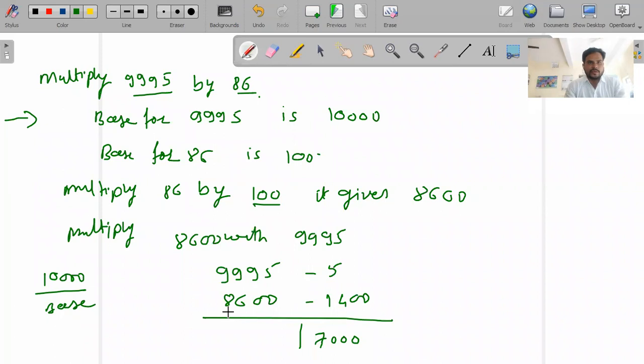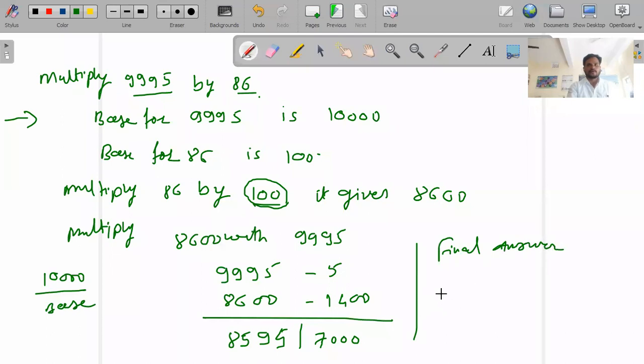And you have to subtract these two: 8600 minus 5. So that will give you 8595. Yes, 10 minus 5, no problem. So the answer will be what? With 100, I have to divide the number by 100. Dividing a number by 100 means you have to remove these two zeros. So the final answer will be what?